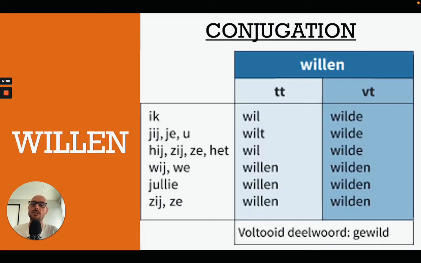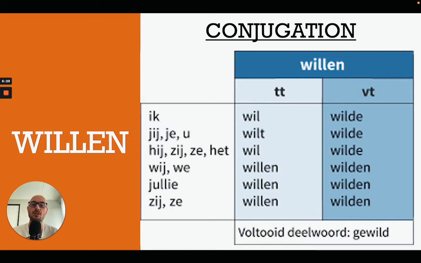Right? So then we go to our next verb, and our next verb is willen, right? Willen, to want. Okay, again, the same thing, our infinitive on top, personal pronouns to the left, and then in the middle we have the T, and that would be our present tense, which we will focus on. So it's ik wil, right? Jij, je, u wilt, and then hij, zij, ze, het wil. Be careful of that one, because you don't have a T.